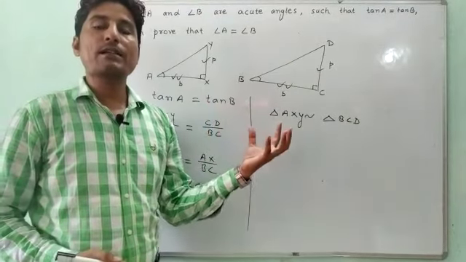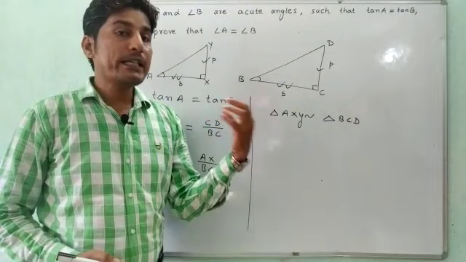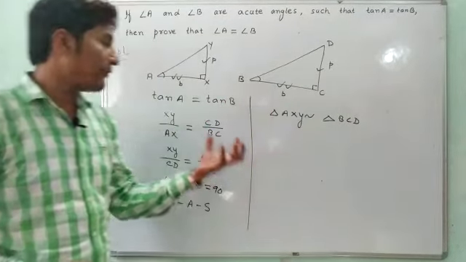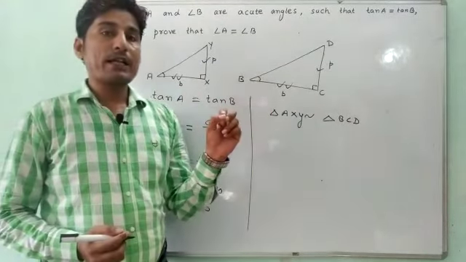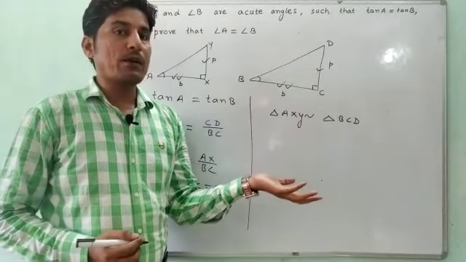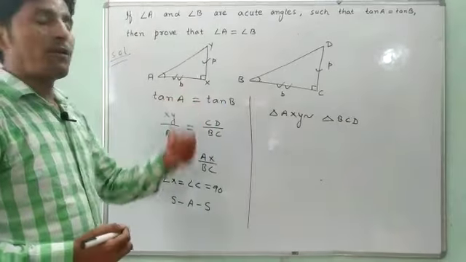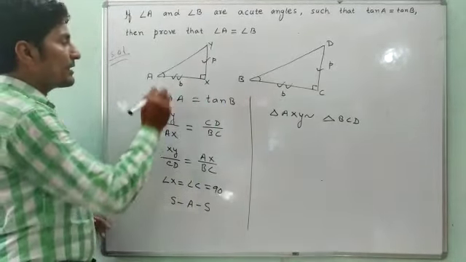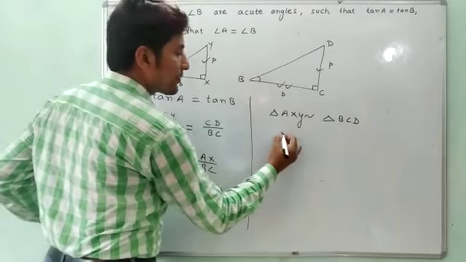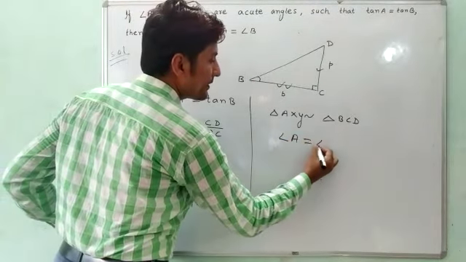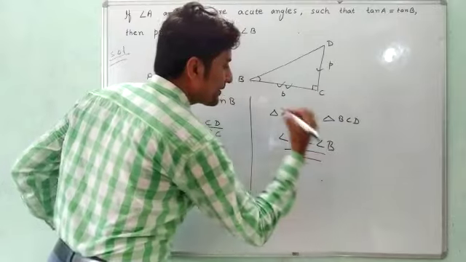If two triangles are similar, then they are equiangular. This is the property of two similar triangles. Means all the corresponding angles are equal. Hence, we can say that angle A is equal to angle B. This is proved.